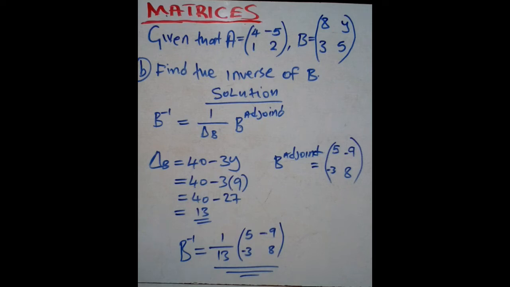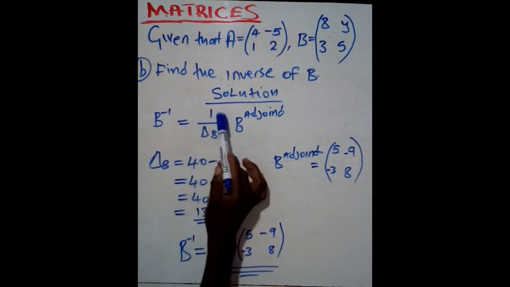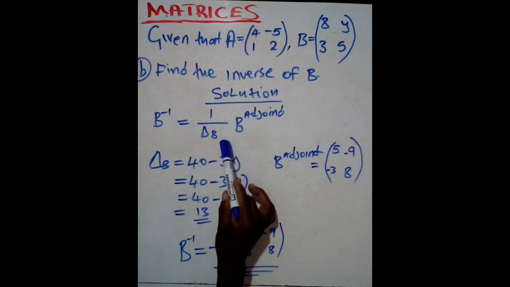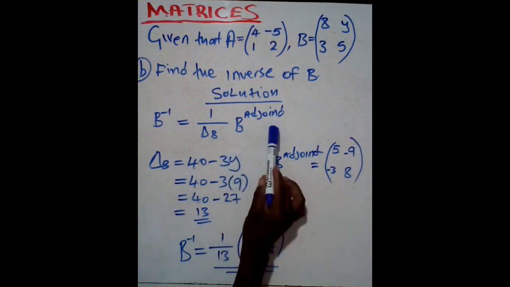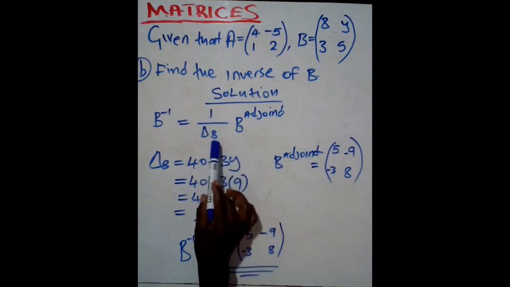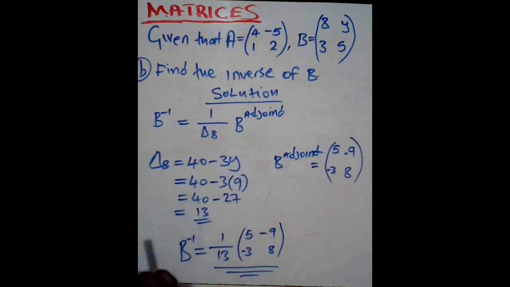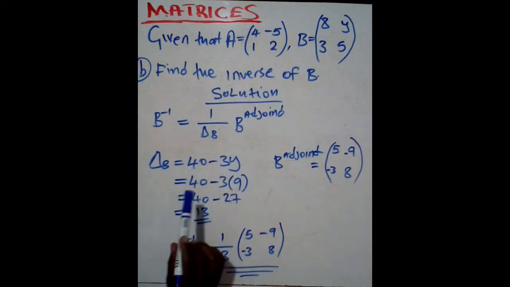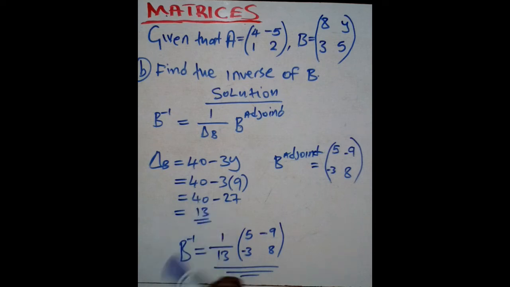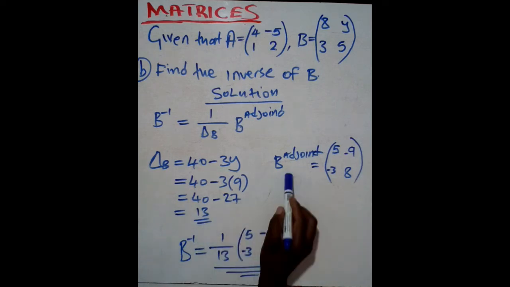So what is important here? You should know the formula for the inverse of a matrix. The formula for the inverse of a matrix is 1 over the determinant of such a matrix times the adjoint of such a matrix. So 1 over determinant. If you know how to find the determinant, it is equal to the product of the major diagonal minus the product of the minor diagonal, just like we did on part A. Then using that formula, you should be able to get to the determinant. When you find the determinant, find the adjoint.